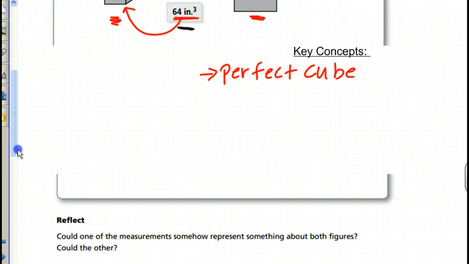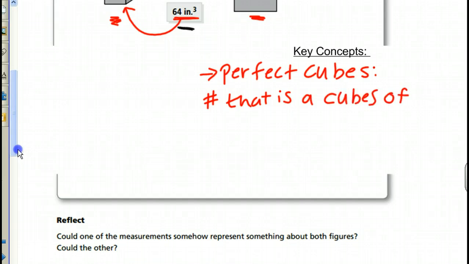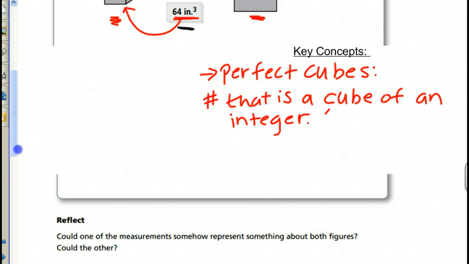So a perfect cube is a number that is the cube of an integer. And what I mean by that, cube, is the number 3. So we see things like x cubed or y cubed, and x cubed means 3 times 3 times 3. A number times itself 3 times. Okay.